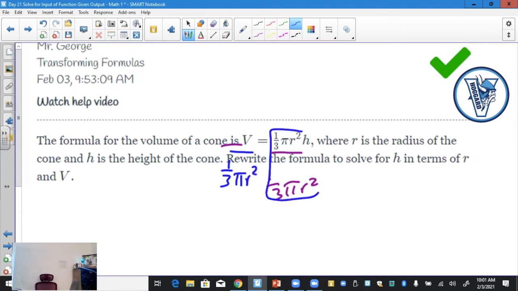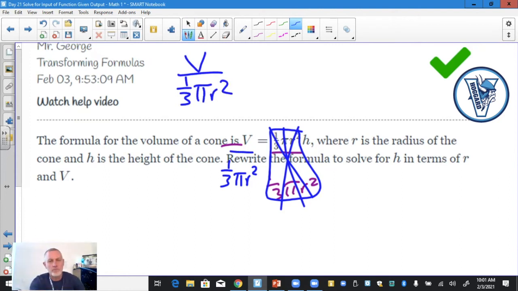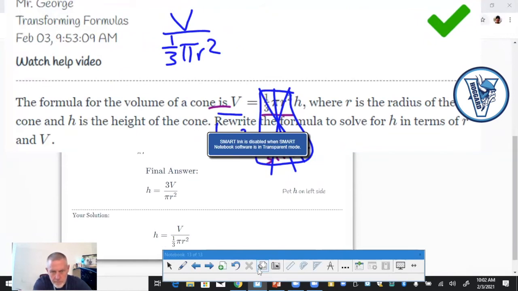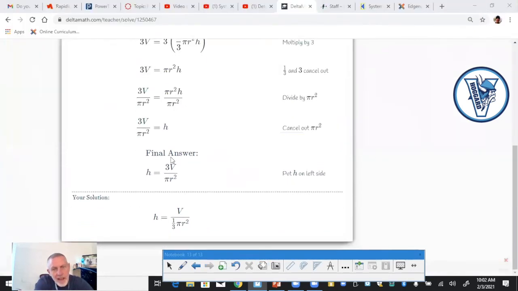That all simplifies to 1, and it goes away. The h is already isolated. So I typed in v over 1/3 pi r squared, and they gave it to me. But let me show you what their answer was. They got 3v over pi r squared. I got v, or volume, over 1/3 pi r squared.